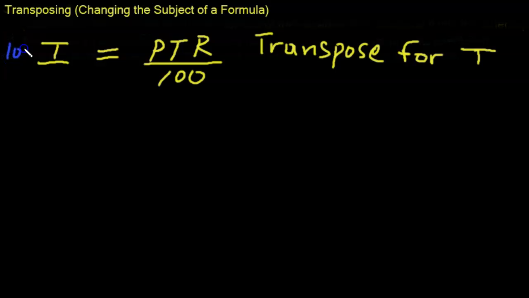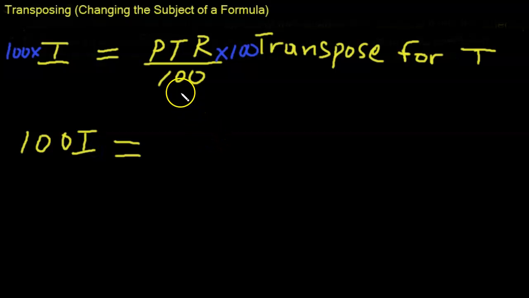So 100 times one side. And we have to do the same thing onto the other side. And 100 times I, that's 100i. So we end up with 100 into 100, one time. So we end up with PTR.